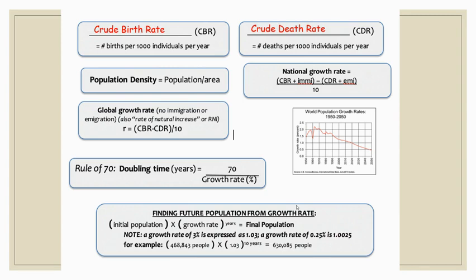So you find future population from a growth rate using exponents, where you need the initial population and you take the growth rate, and then you take that to the power of the number of years. That'll give you a population. So for example, a growth rate of 3% is expressed as 1.03. So if you have 468,843 people times 1.03 to the 10th power, right? So 1.03 times 1.03, so on, 10 times, you would get 630,000 people after 10 years at a growth rate of 3%.